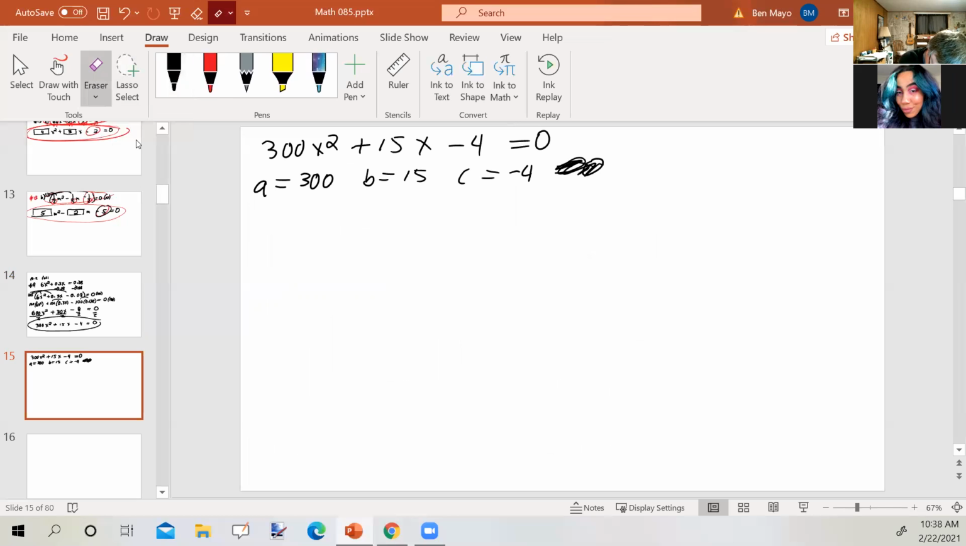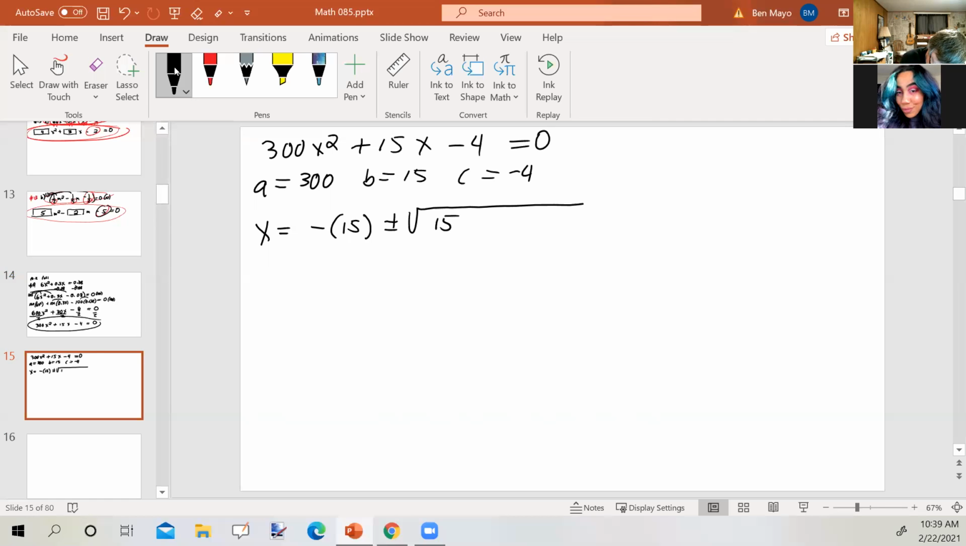Come on, eraser. There we go. All right. So x equals negative b plus or minus the square root of b squared minus 4ac all over 2a. Again, any questions so far?